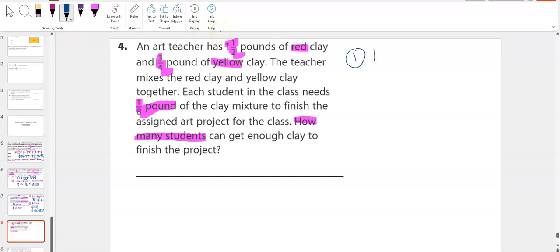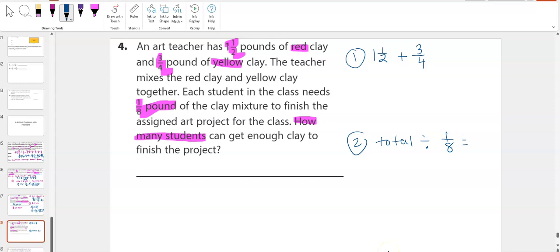Now, a lot of these have the same format of adding and dividing. Not all problems are this way, but this is kind of what Go Math does, is they're using these two different types to kind of help you understand what you're doing. So we're going to add those two together, and then I'm going to take that total amount of clay, and I'm going to divide it by 1/8 pound, which is what each student needs.